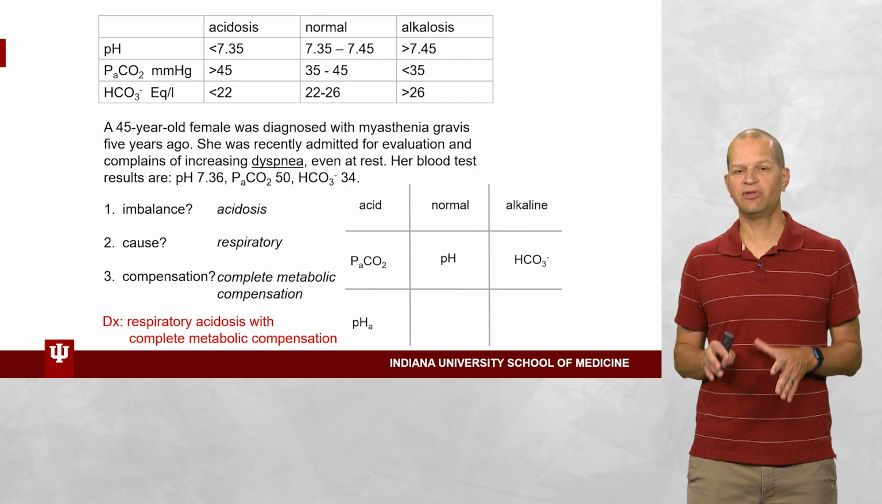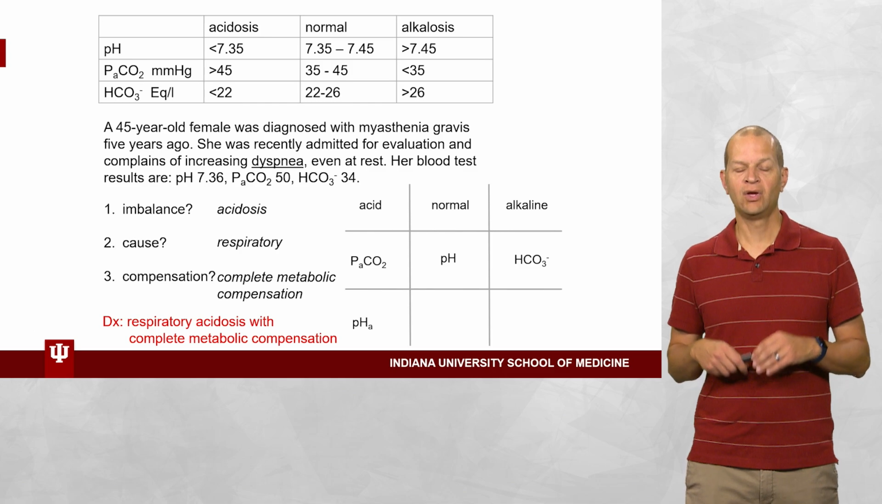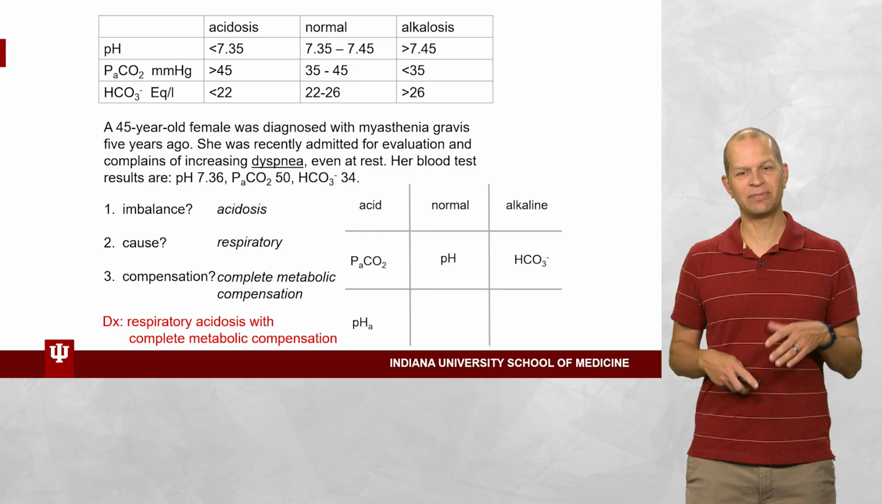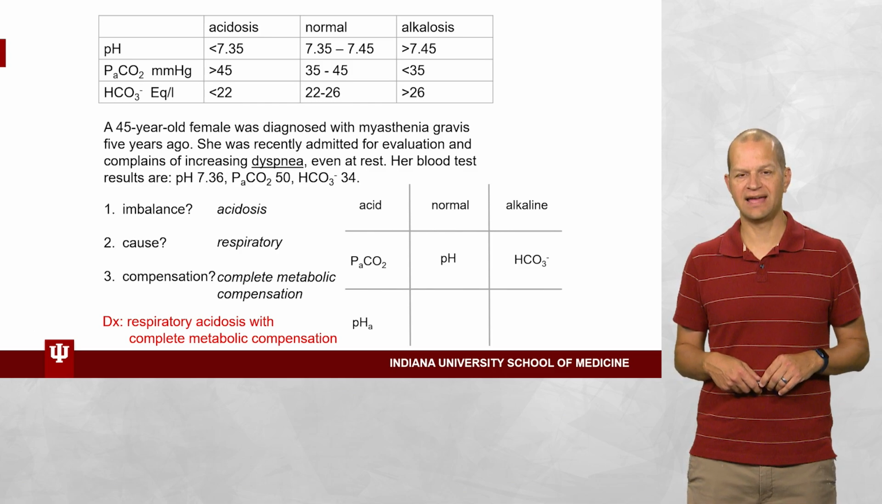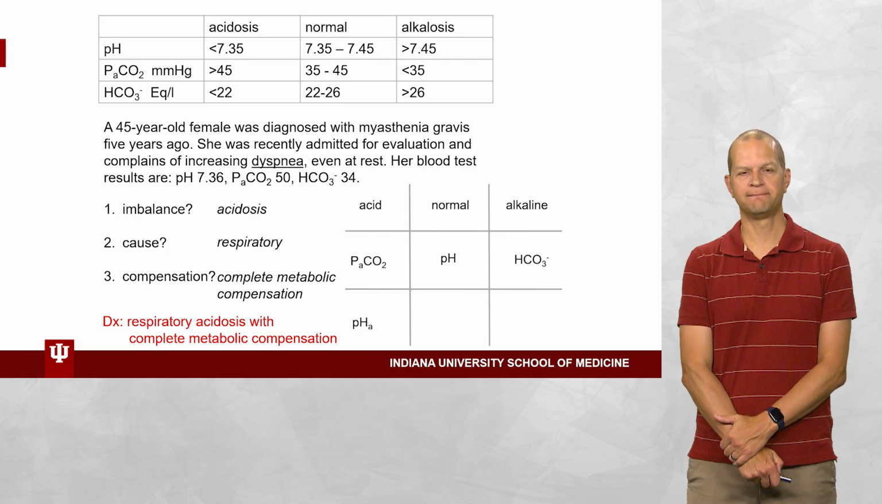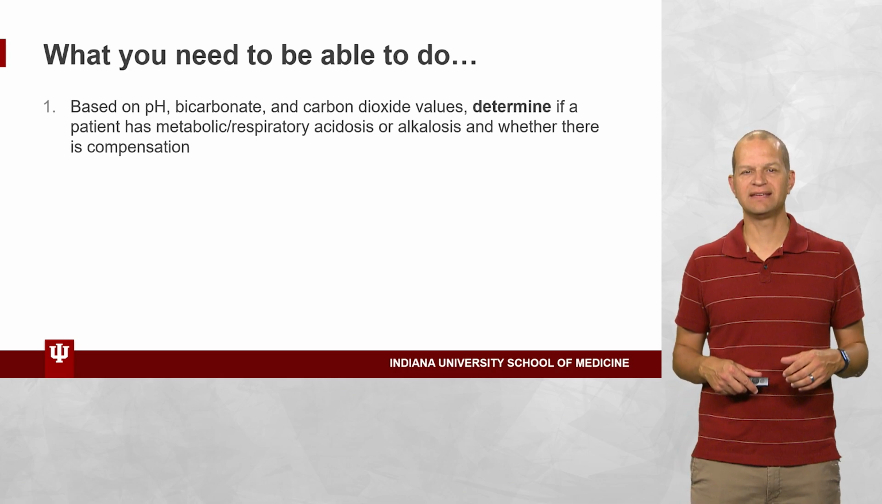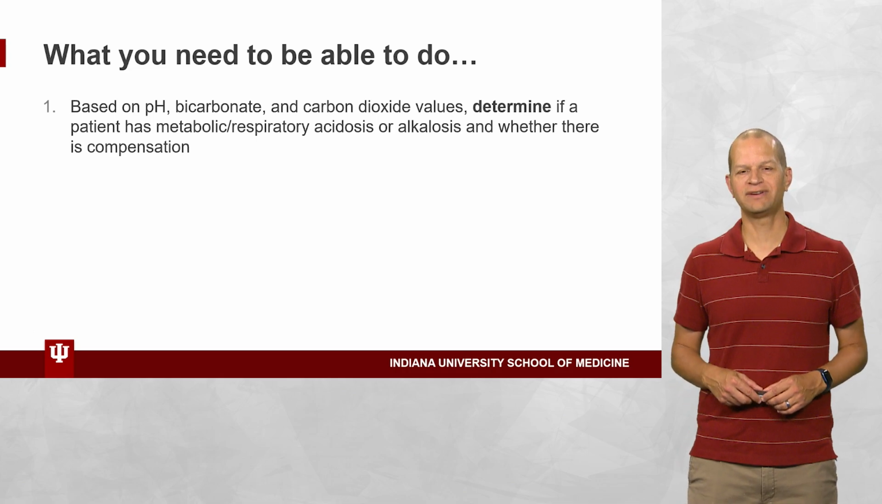Now, it is possible that you can have everything in the acidic column or everything in the alkaline column. We're not going to do that in this class, but I want to make you aware of that. So you will just have examples like the ones that we went through in this video. And so at the end of this video, can you diagnose someone based on their pH, bicarbonate, and carbon dioxide values?